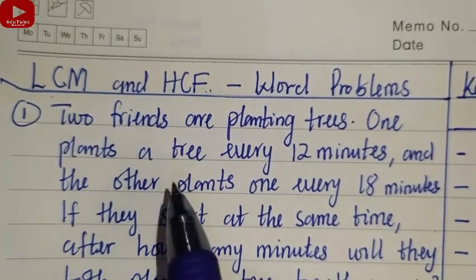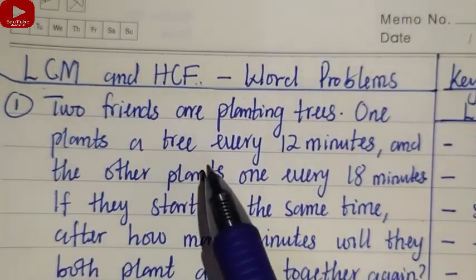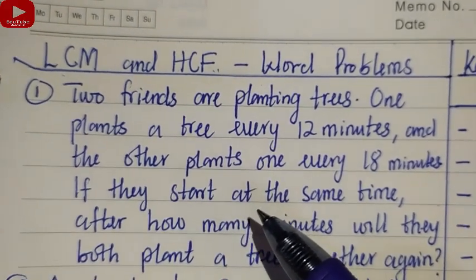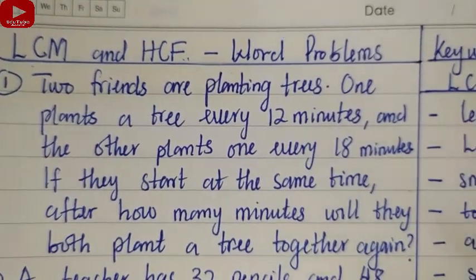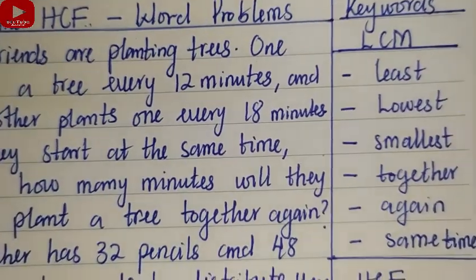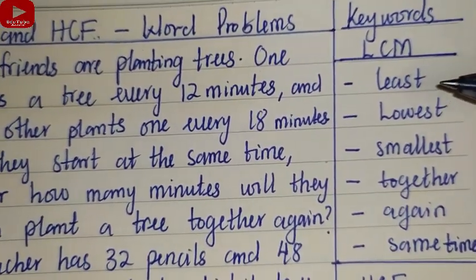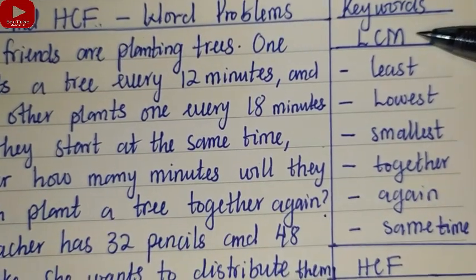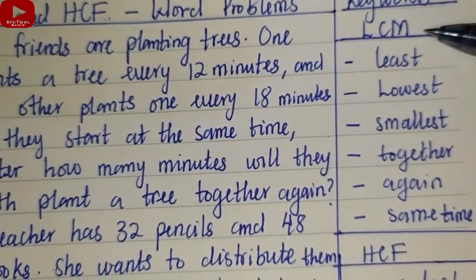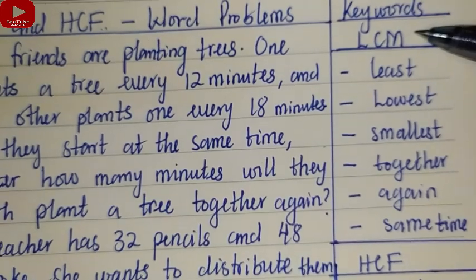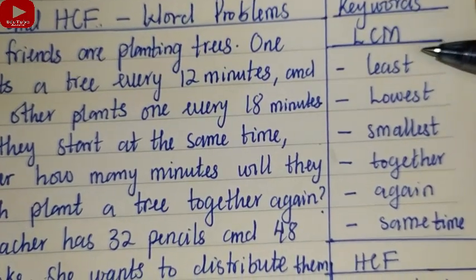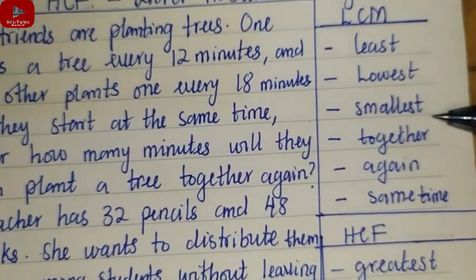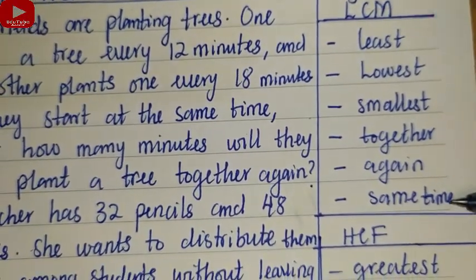That means when we see a problem on LCM and HCF, how do we figure out that this problem is on LCM or this problem is on HCF? Now, to do that, our focus will be on the keywords peculiar to each problem. For instance, if you need to determine problems on LCM, you should look out for words like least, lowest, smallest, together, again, and same time.